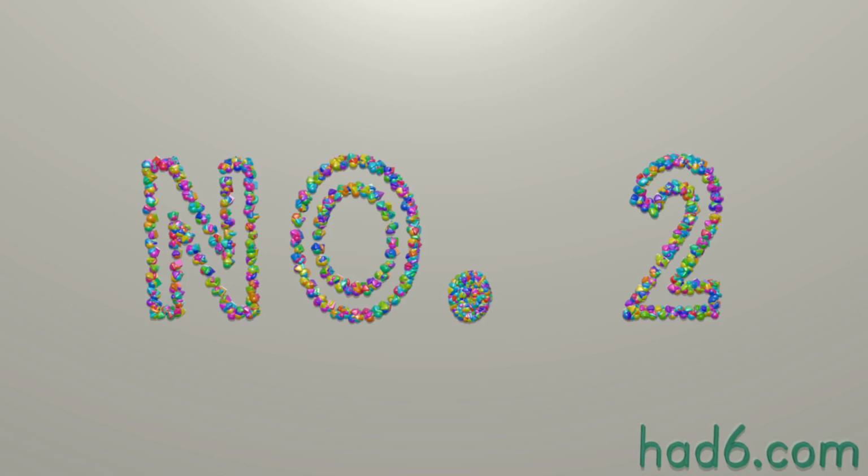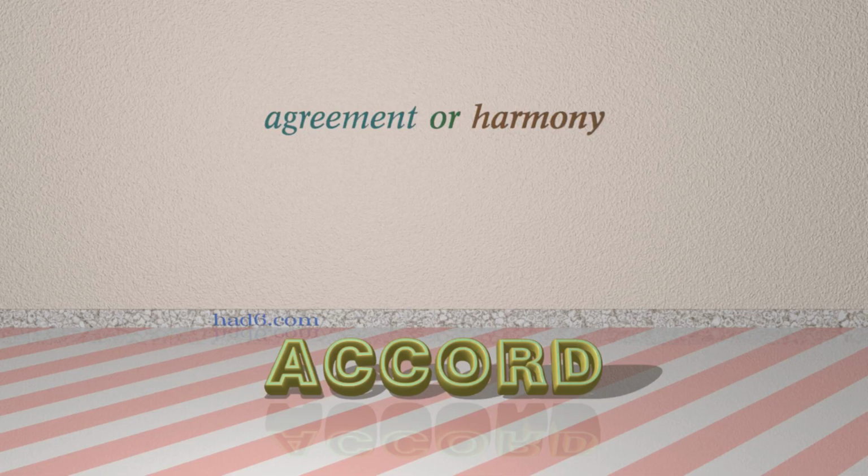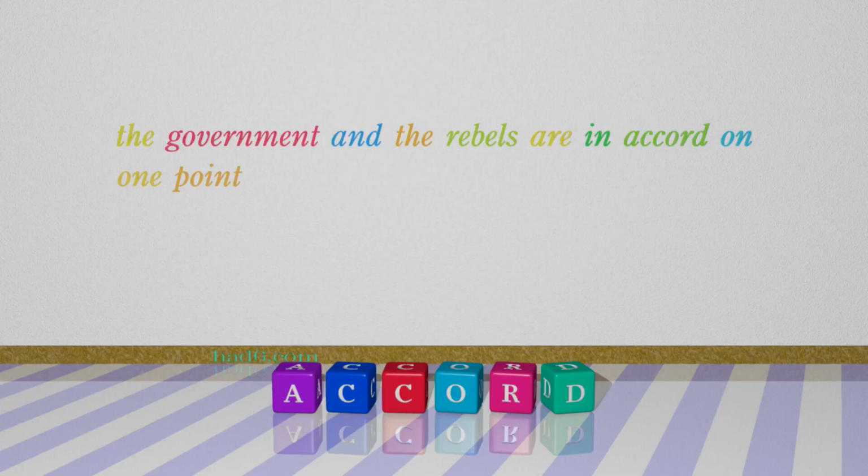Number 2. Accord, which means agreement or harmony. Accord. For example, the government and the rebels are in accord on one point.